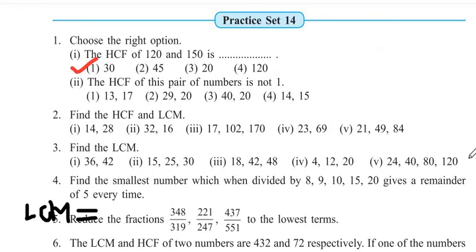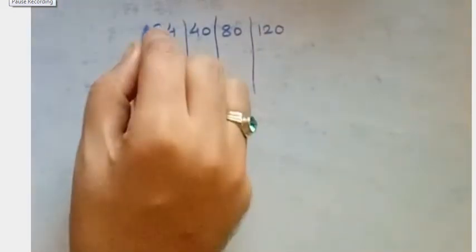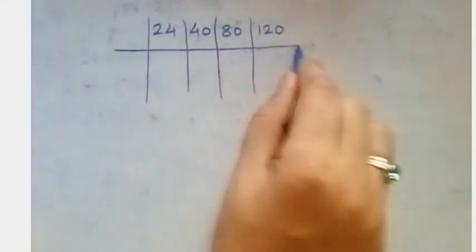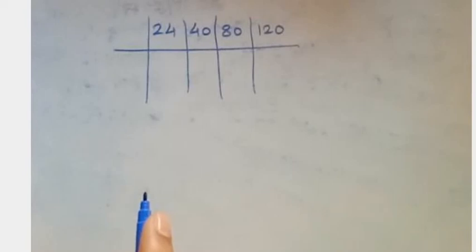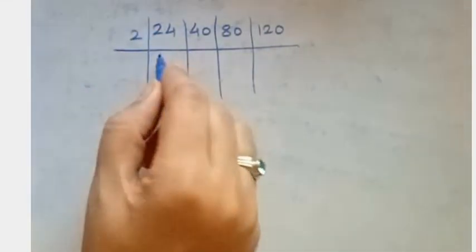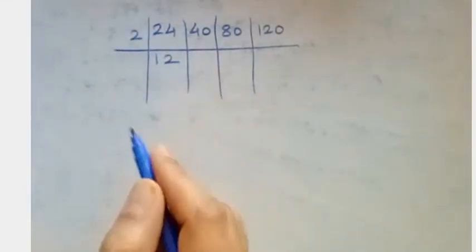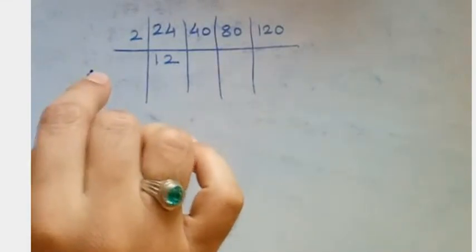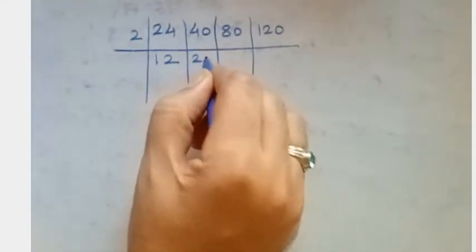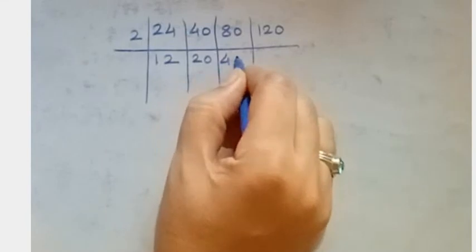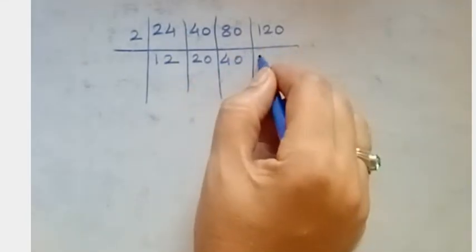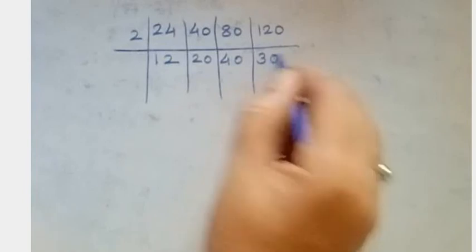24, 40, 80 and 120. Okay. 24, 40, 80, 120. Now see common in these 4 is, see here, 24, 40, 80, 120. Common kya aa raha hai? Dekho isme 2 common aa raha hai. Okay, I write 2 common. 2 1 is 2, 2 2 is 4. Again, which is common? 2 2 is 4, 20, 2 4 is 8, 80, and 2 3 is 12, 0 as it is.